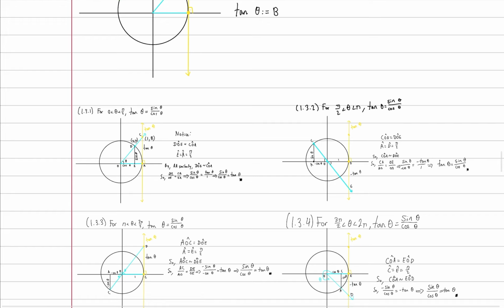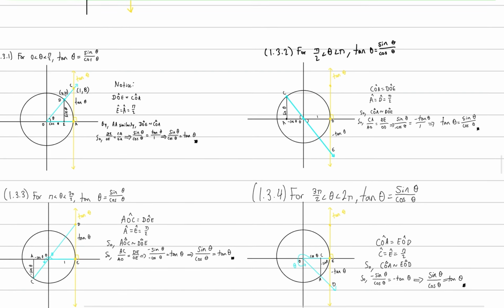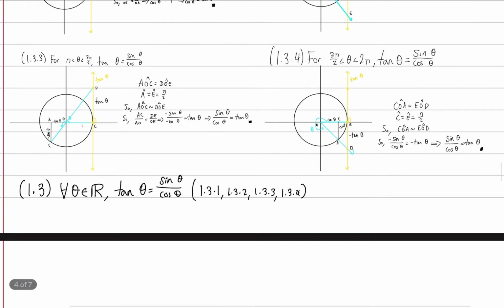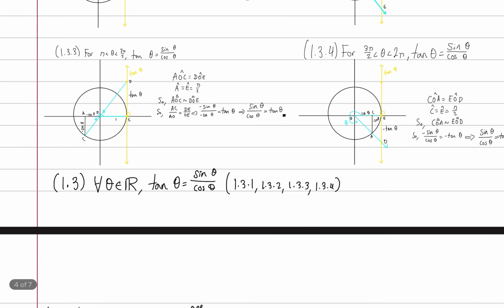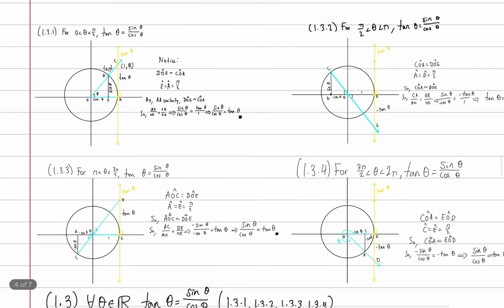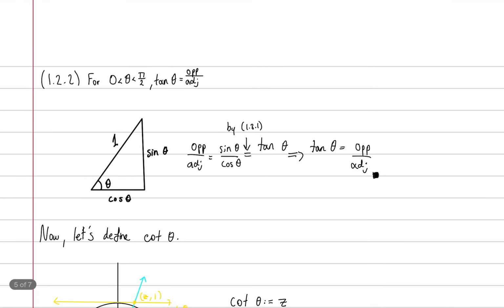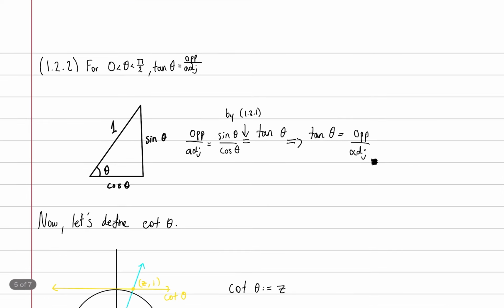Here we have 4 different propositions, which are basically that tangent theta is sine over cosine for all different angles. If you want to take a look at it, you can pause and check over the proofs. But the point is that for any angle, we get 1.3: tangent is sine over cosine, which is a combination of these 4 cases. So we're going to now prove that tangent is opposite over adjacent, and once we've done that, we can relax, knowing that our new definitions actually do work.